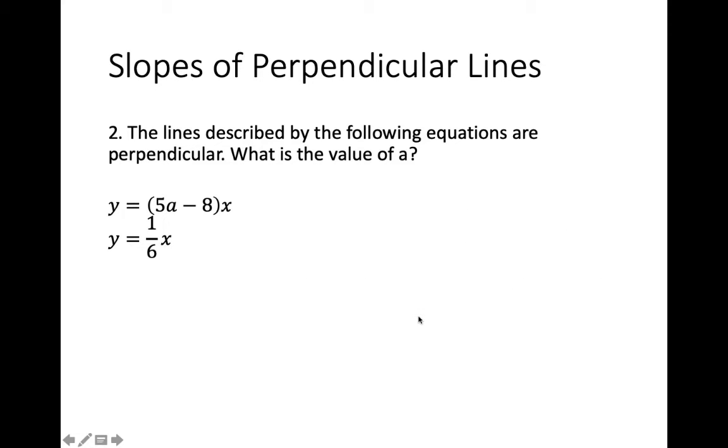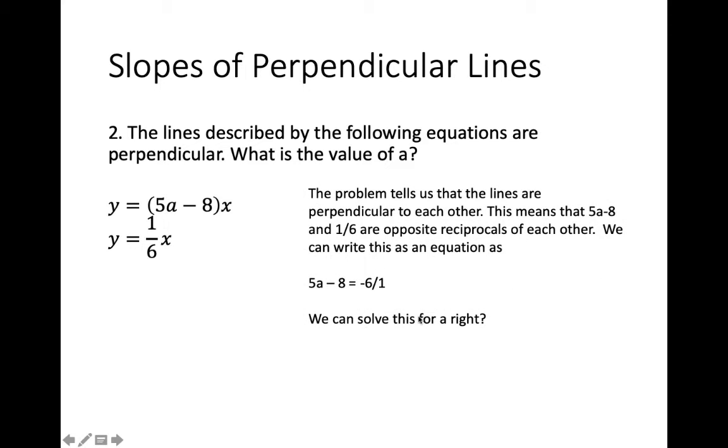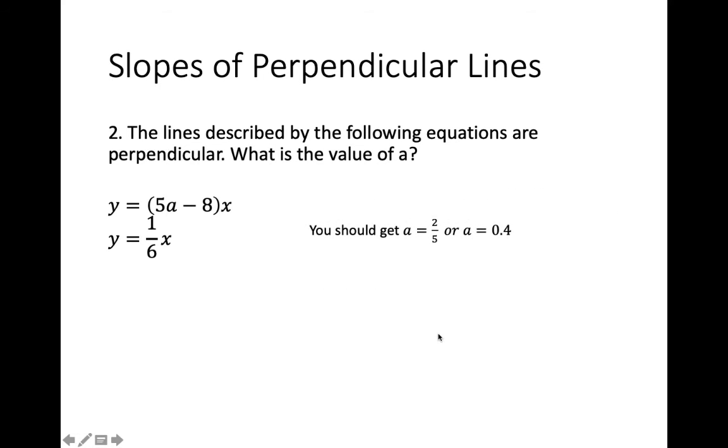Okay, so what this means is that the problem is telling us that these lines are perpendicular, which means that 5a minus 8 and 1/6 are opposite reciprocals of each other. So we can write this in an equation, which says that 5a minus 8 equals the opposite reciprocal of 1/6, which is negative 6. You can solve that for a, right? So you should get a equals 2 over 5, or a equals 0.4. You can check that out, see if you get that answer.